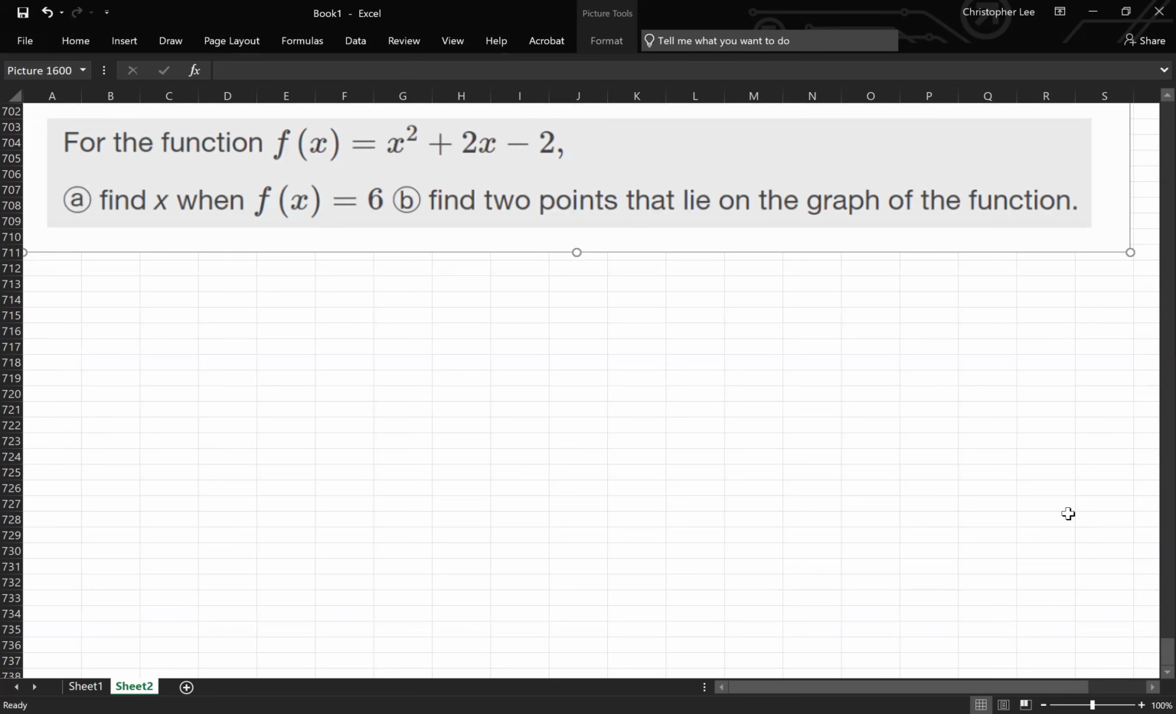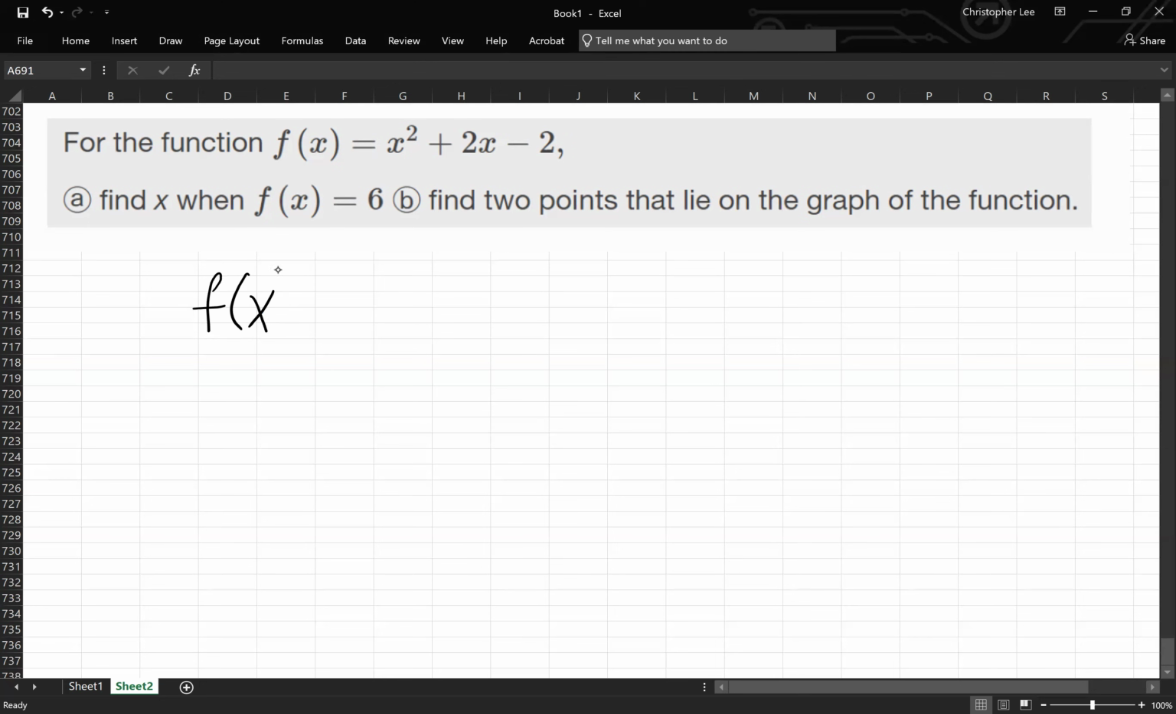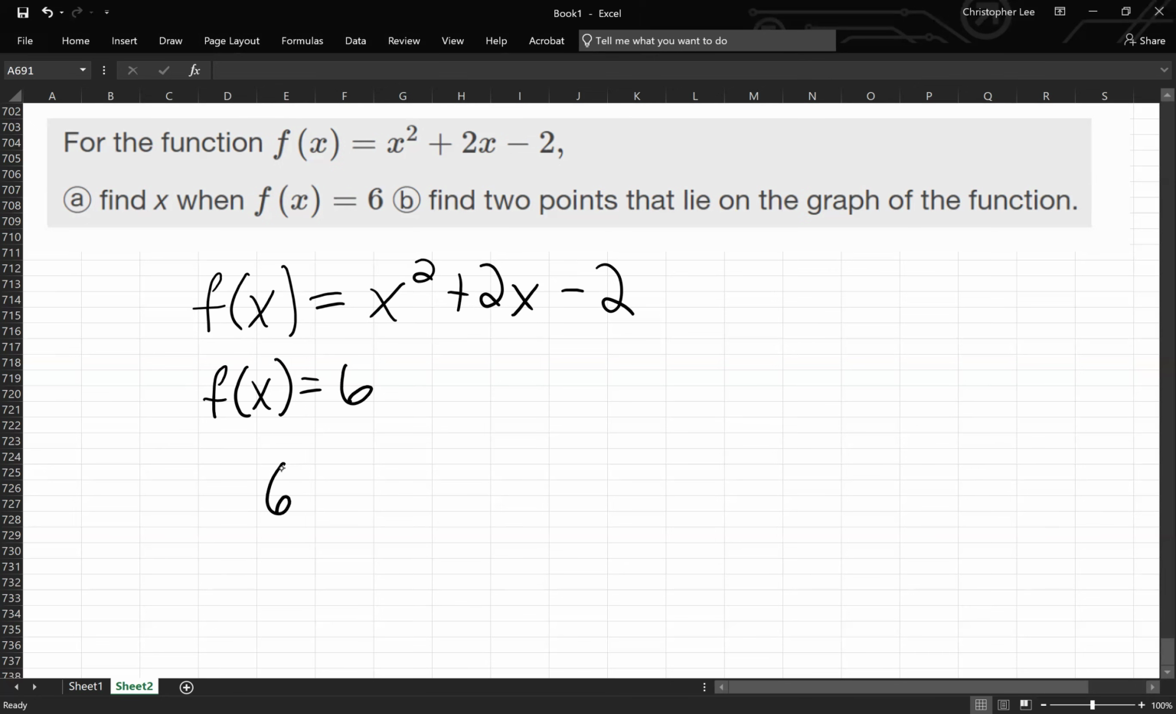For a function, f of x is equal to x squared plus 2x minus 2, they want us to find x when f of x is equal to 6. Look at this, right? This is my original function. F of x is equal to x squared plus 2x minus 2, right? So I'm telling you that f of x is equal to 6, and they want us to find the value of x. What does that mean? That means that 6 is equal to x squared plus 2x minus 2. You just set the function equal to 6. Questions on that part? That was the hard part.